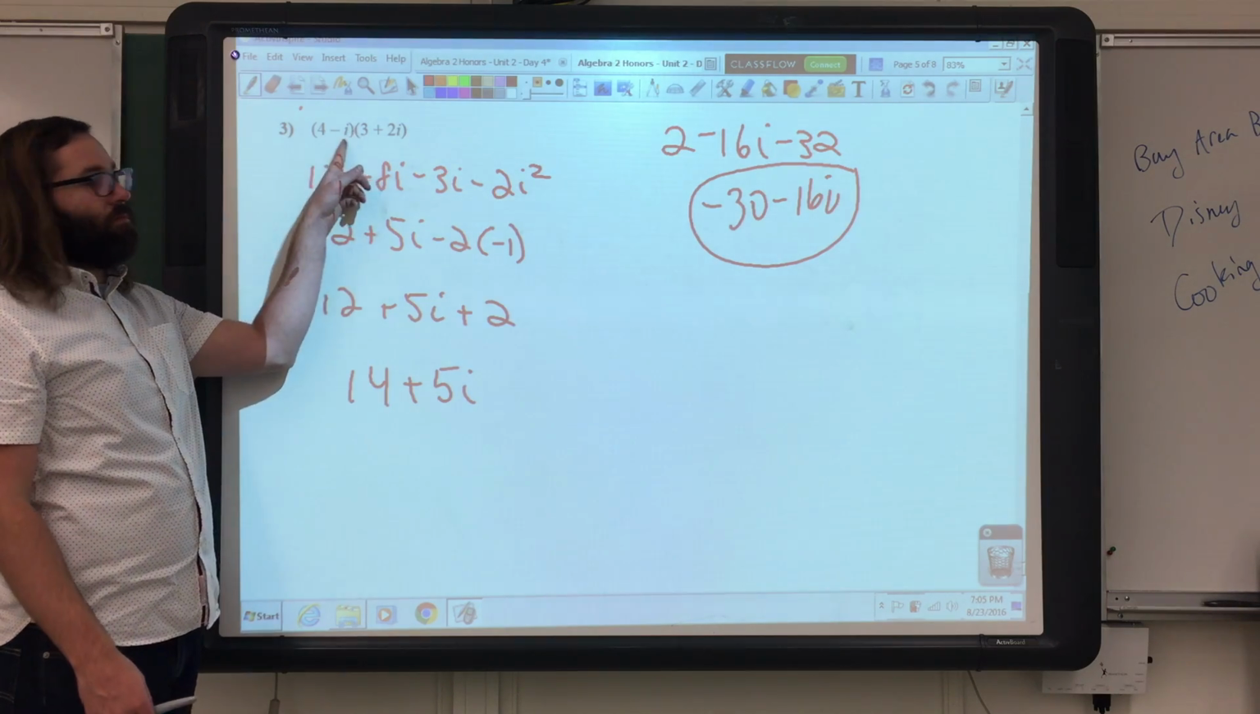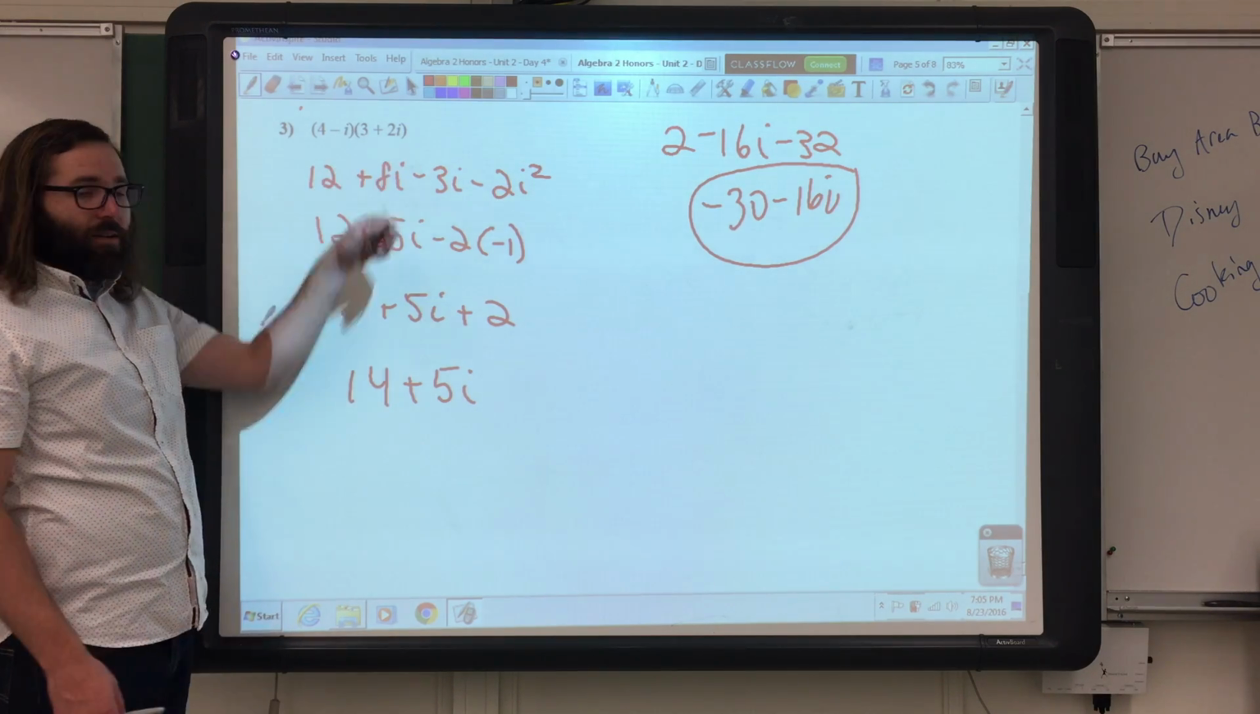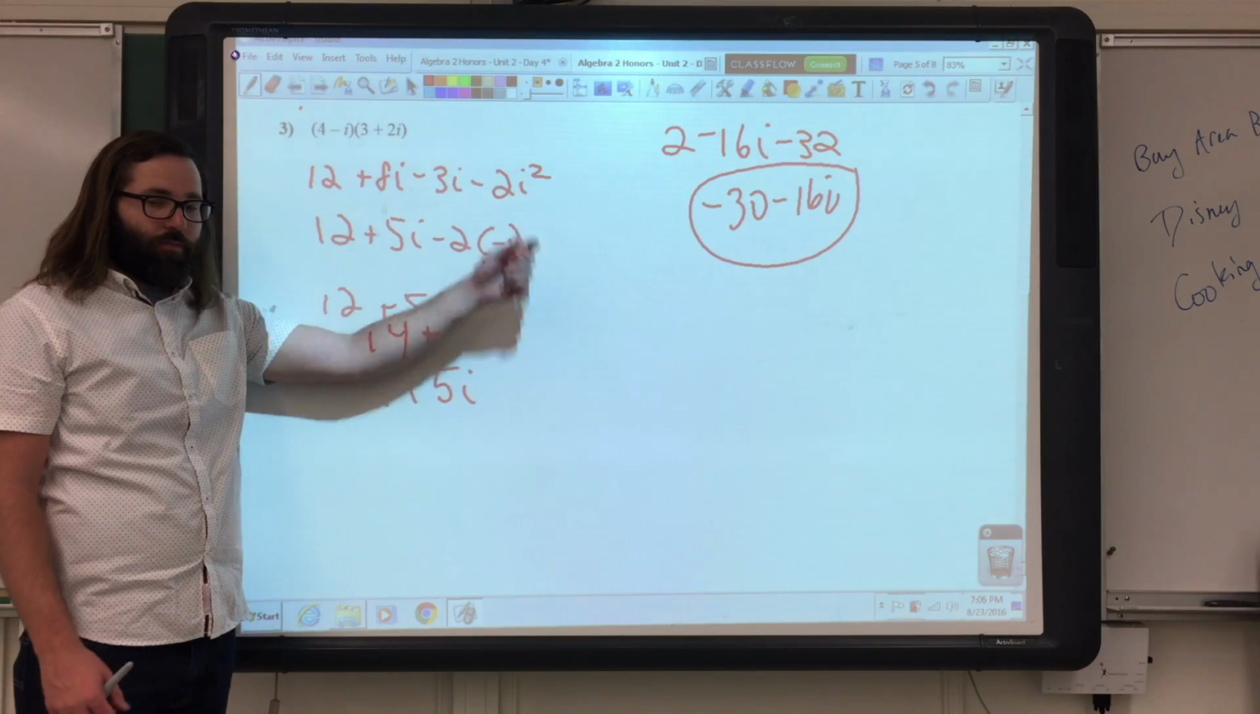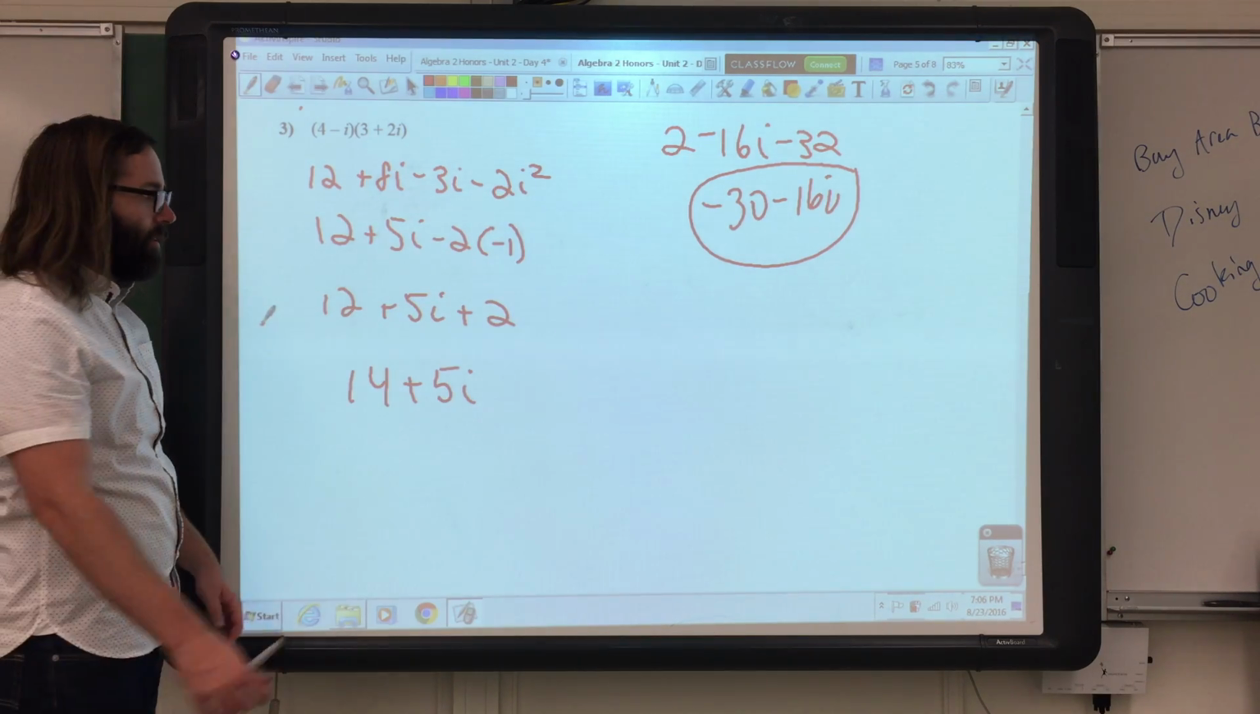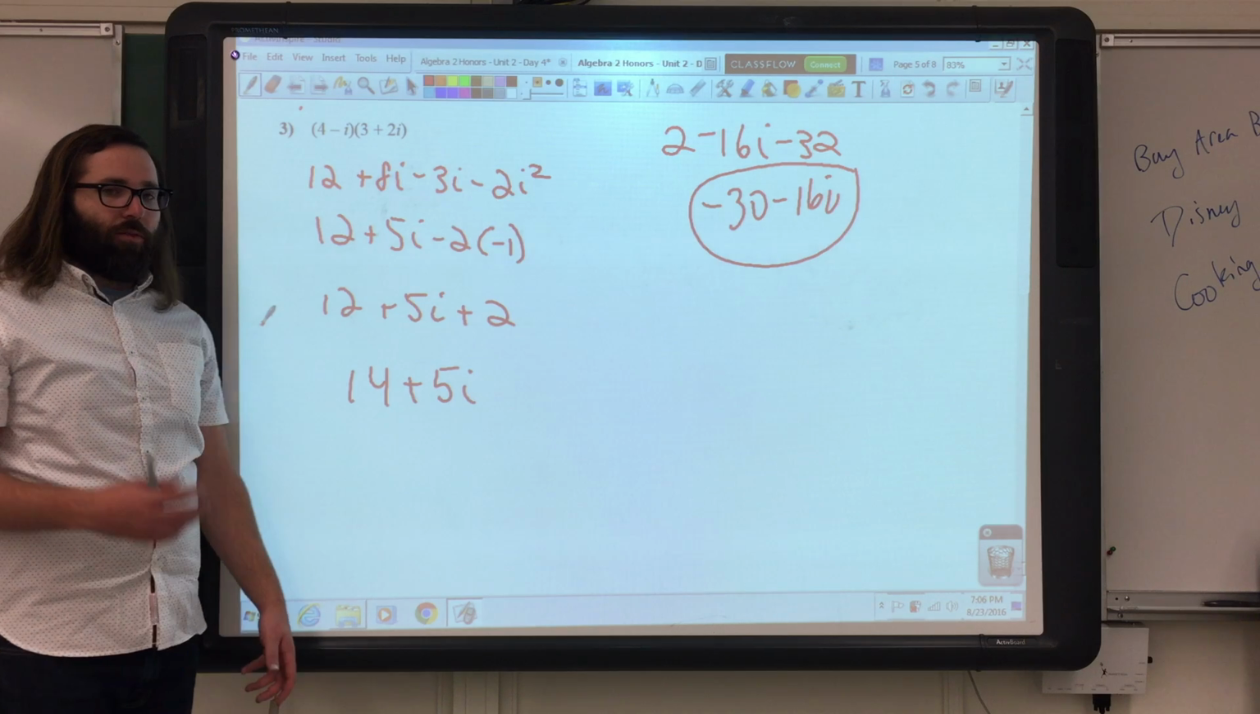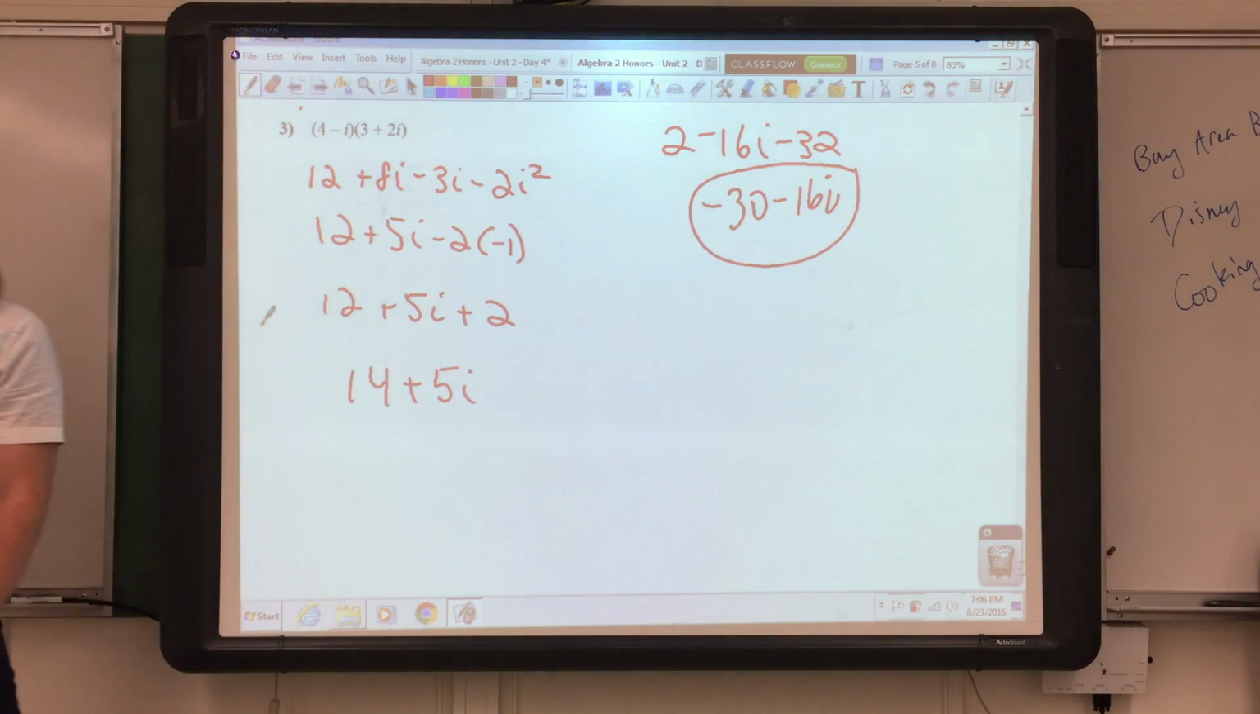It's very similar to if this was an x, except at the very end you have to worry about squareds, cubes, stuff like that, because i is not really a variable, it's a complex number.